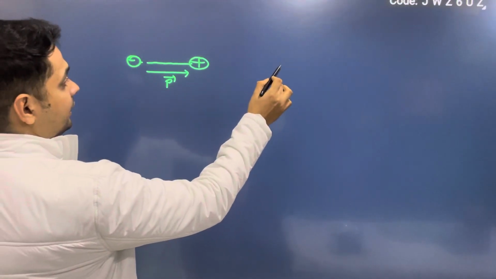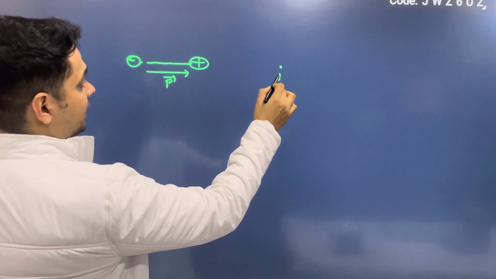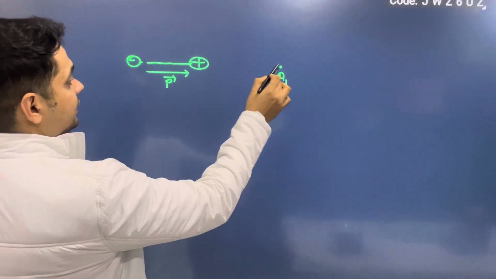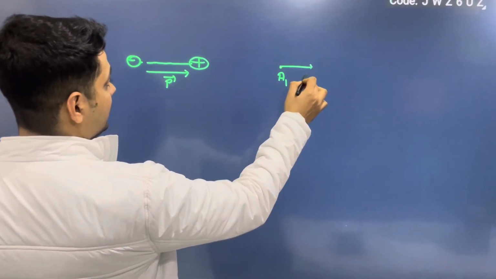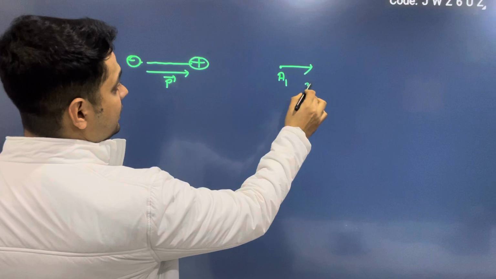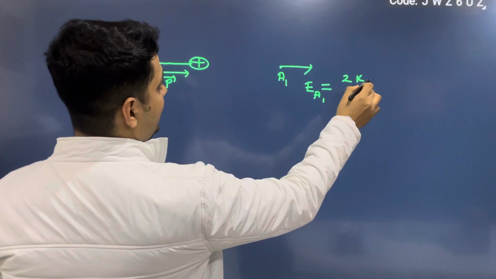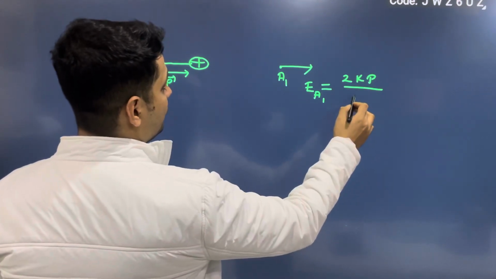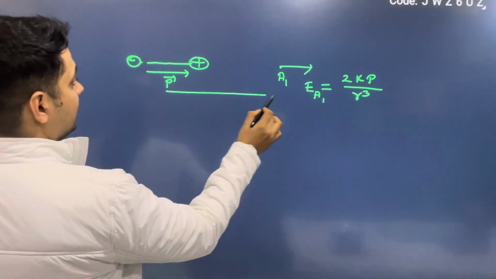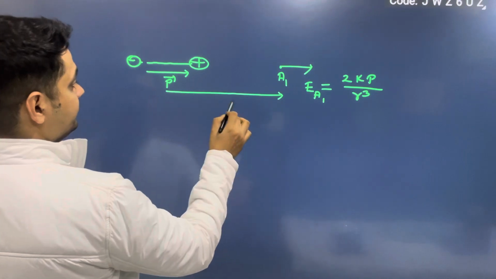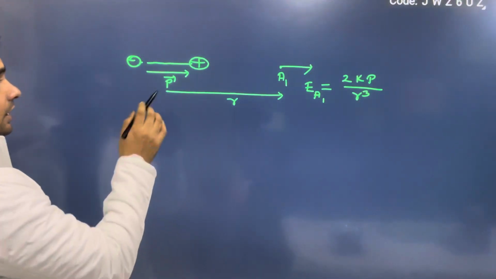If I take any point on the axial line, let it be point A1, the magnitude of the electric field is E at point A1 equals 2kp by r cubed, where r is the distance from the center to the point A1, k is the constant 1 by 4 pi epsilon, and p is the electric dipole moment.